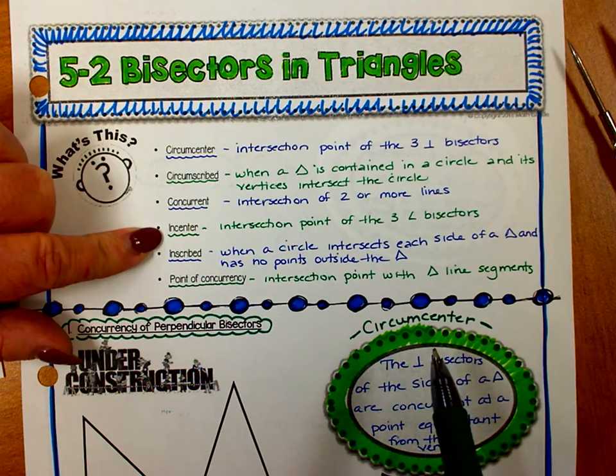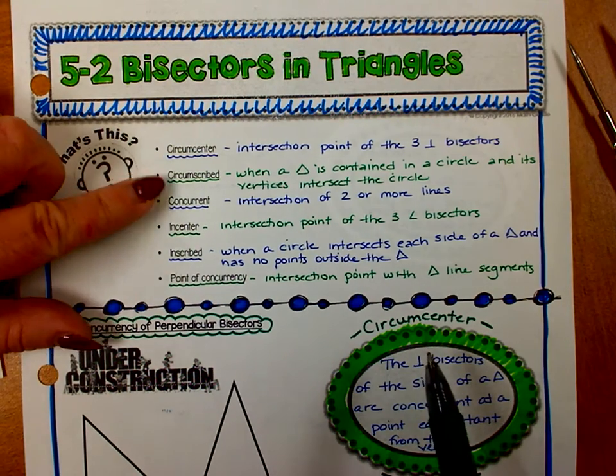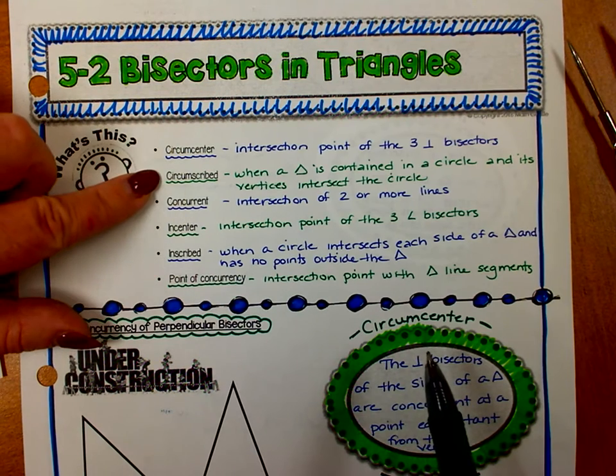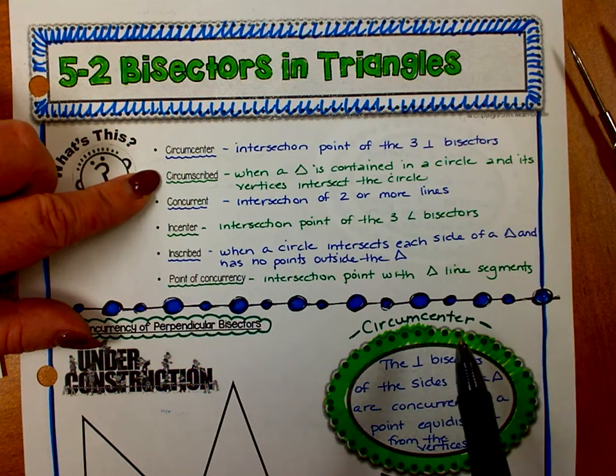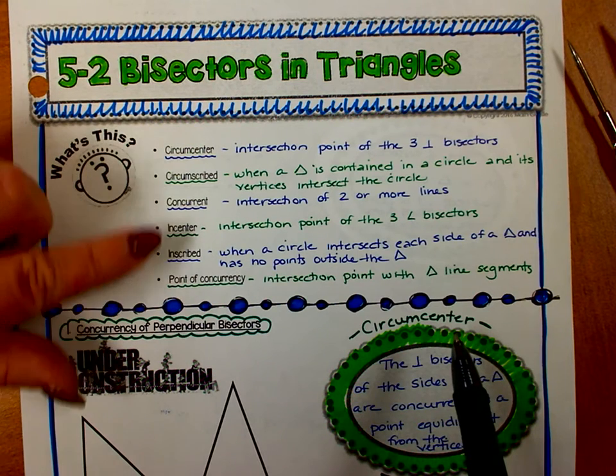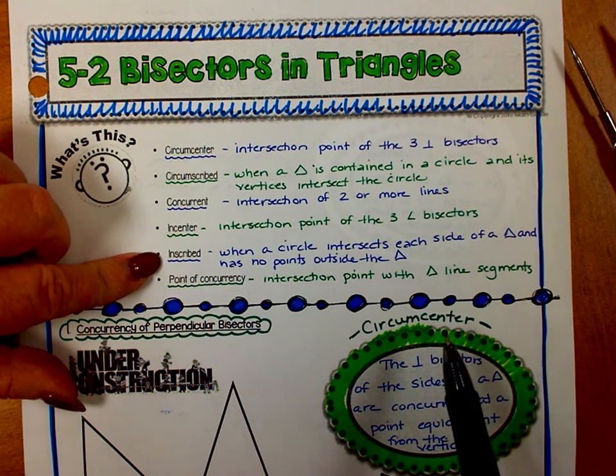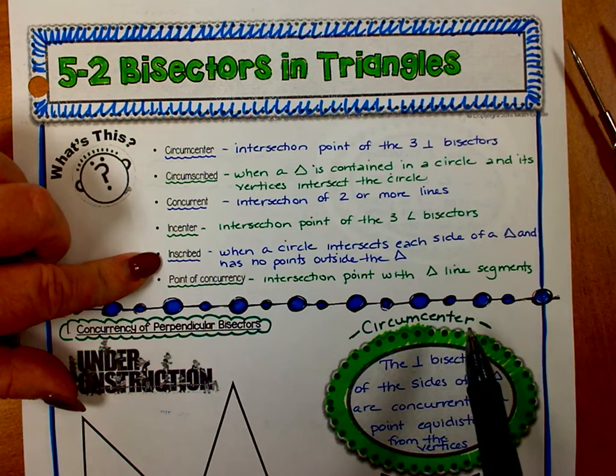and then incenter is the intersection point of the three angle bisectors. Then we have circumscribed and inscribed. Circumscribed is when a triangle is contained inside a circle and its vertices intersect the circle. Inscribed is when a circle intersects each side of a triangle and has no points outside the triangle.